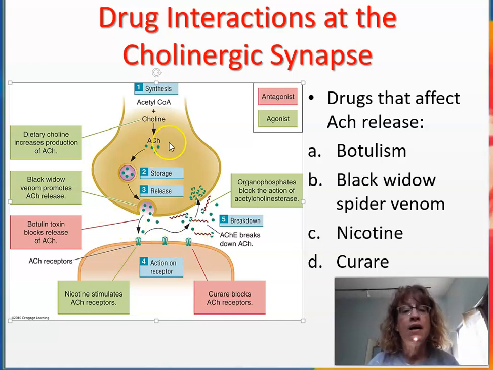So anyway, we're going to have a couple more slides like this where it's talking just about how each of them works. But I wanted to start with the cholinergic synapse, and there's going to be a discussion on Canvas if you have any more questions, okay?